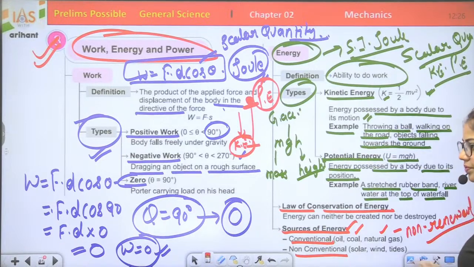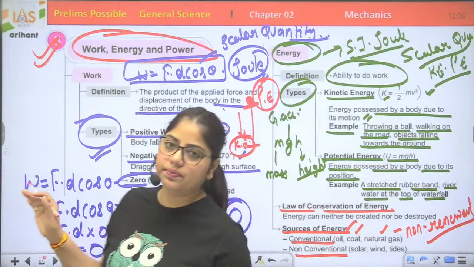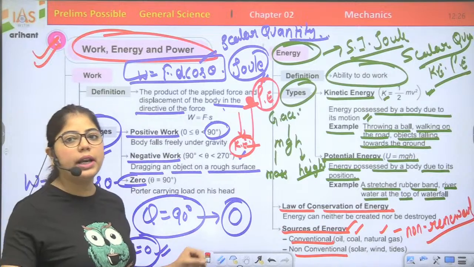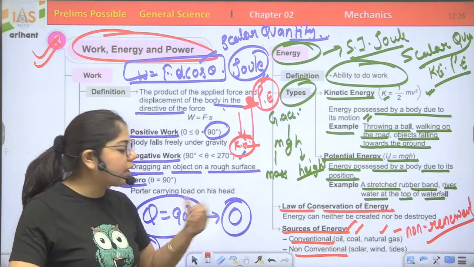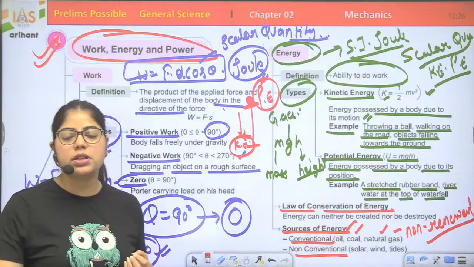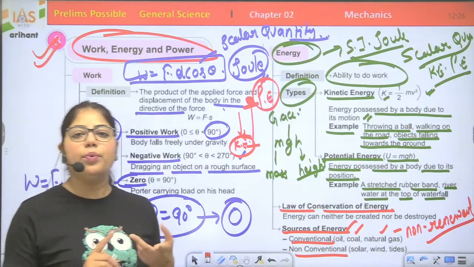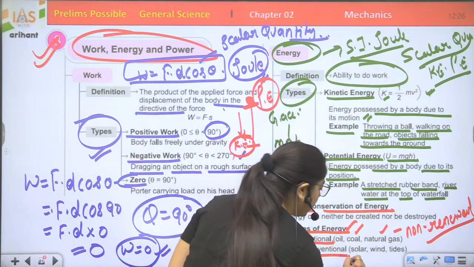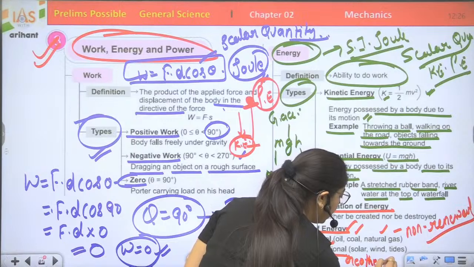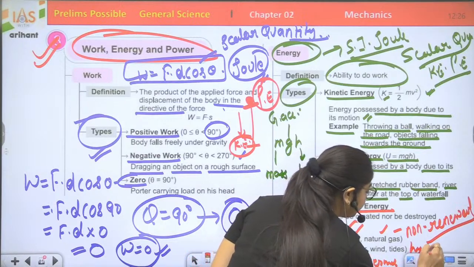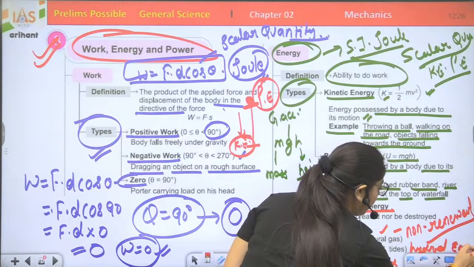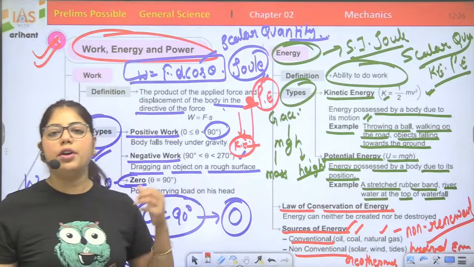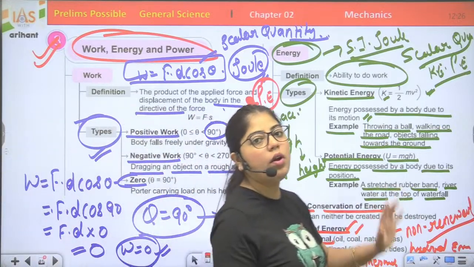If they get empty, we never created them. But non-conventional sources of energy are solar energy, wind energy, tidal energy, geothermal energy, and hydropower energy. All these are non-conventional sources of energy and they are renewable. We can renew these energies also.